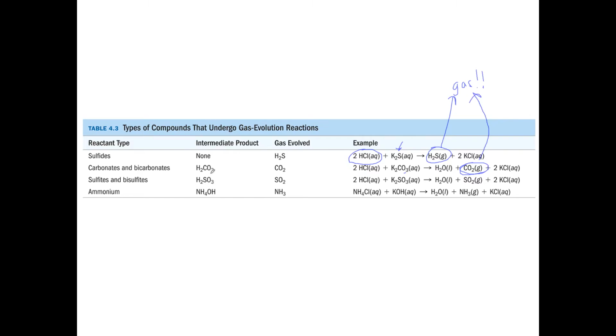Sulfites and bisulfites. So this is sulfurous acid, sorry. Sulfurous acid makes SO2, sulfur dioxide, and that's a gas, right? I warned you when we're talking about gas evolution, we're not going to say much about it, not now. So if we have ammonium chloride and potassium hydroxide, we are going to make, boom, a gas. Okay? So you have a gas evolution if you're making a gas, and you see 3 or 4 examples here.